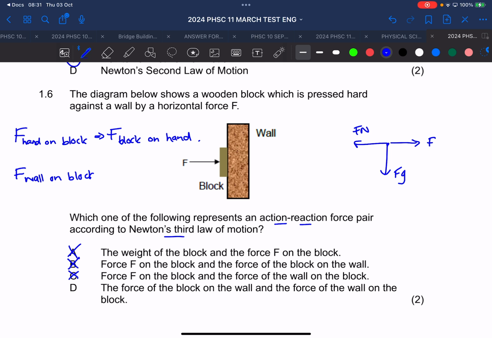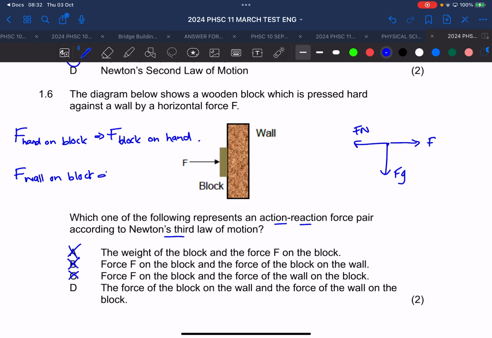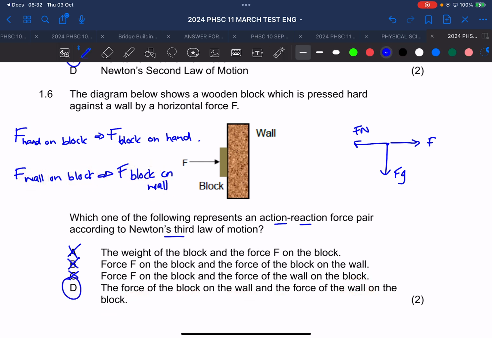Okay, so here the normal force, that force there, is the force that the wall exerts on the block. So the wall on block. So the action-reaction pair will be the force of the block on the wall. So I swap those two things around. Okay, so let's check. The force of the block on the wall, and the force of the wall on the block. So it must be D. So action-reaction pairs are always when you swap those two things around.